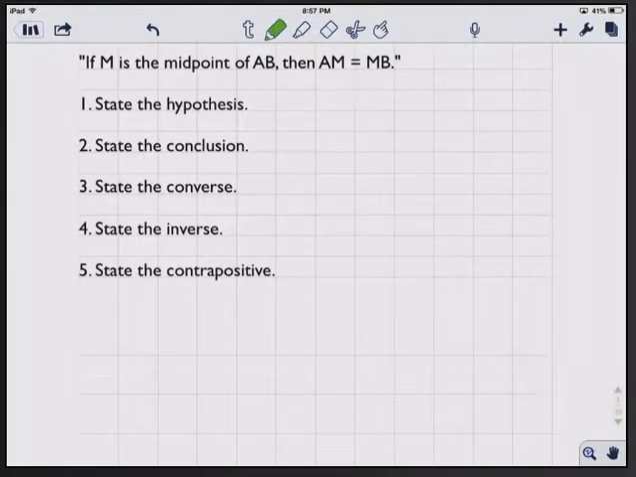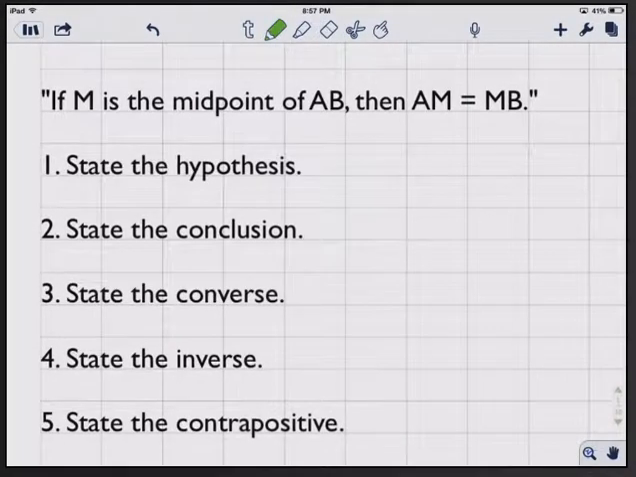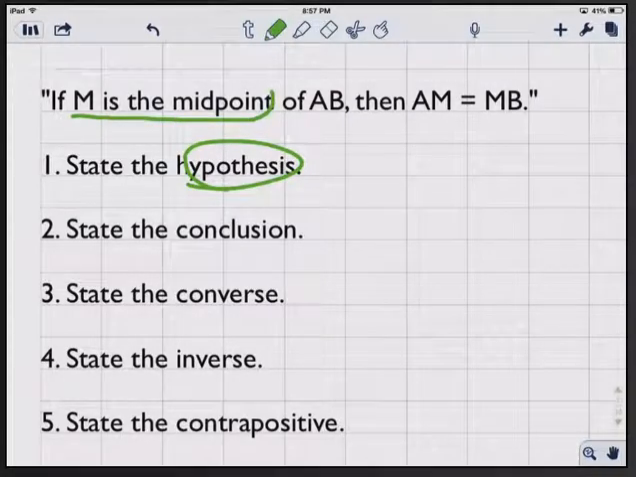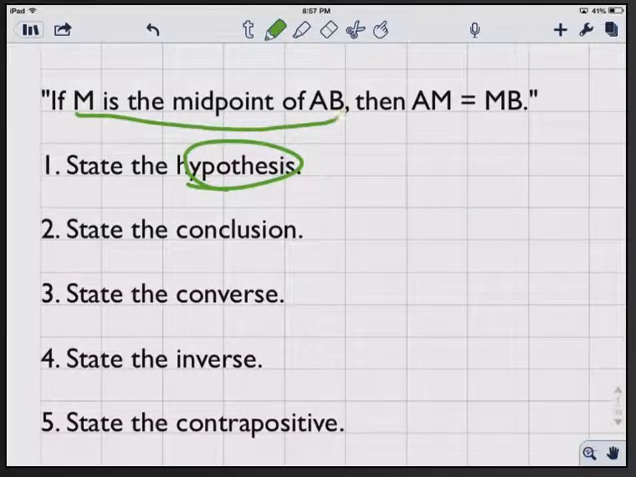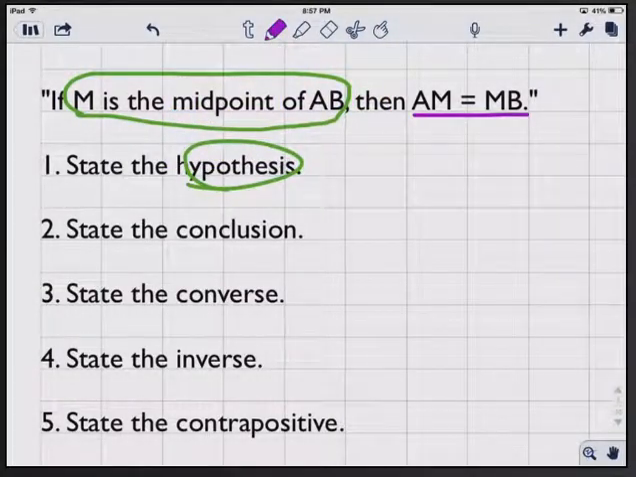Next we have a series of statements. We want to state the hypothesis, state the conclusion, the converse, and the inverse, and also the contrapositive. So to state the hypothesis, first thing we're going to do is the hypothesis is always the statement that follows the word if and up until the word then. So in this case, the hypothesis is M is the midpoint of segment AB. The conclusion, I'll underline that, is the phrase following the word then. So in this case, that is AM equals MB.